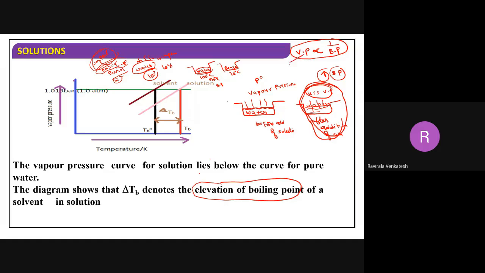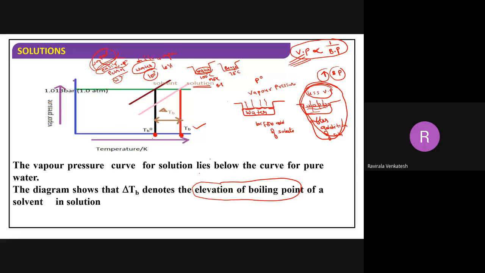If you remember this one, it will be easy: vapor pressure is inversely proportional to boiling point. In the previous case, lowering of vapor pressure; now, elevation of boiling point. So when you add some solute to the solvent, its boiling point will always increase. You see this diagram here. Actually, its boiling point is here before addition of the solute. You didn't add any solute. This is the boiling point of the water, the solvent. Now when you add solute to this, you got a solution here. Now the boiling point has increased here. Isn't it?